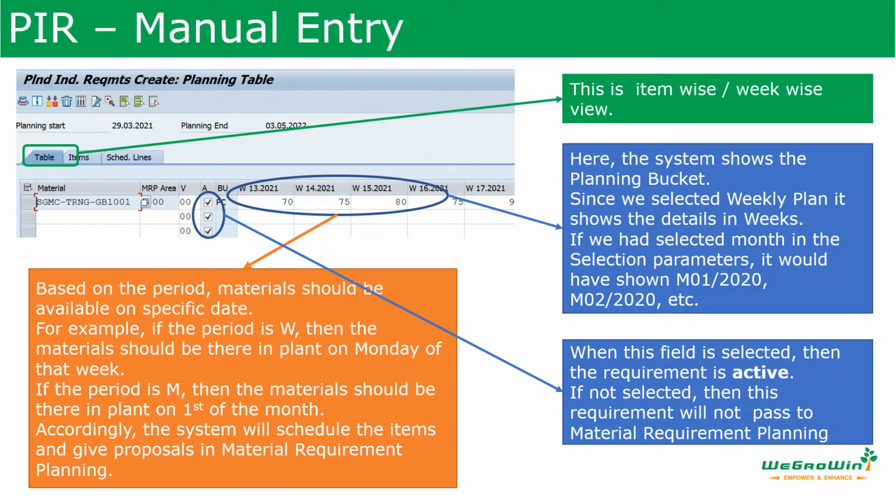And this is the active version. When this field is selected, the requirement is active. If this field is not selected, the requirement is not active. It will not pass into the material requirement planning. So when you are checking whether any demand is going into the system or not, you need to check this parameter immediately.